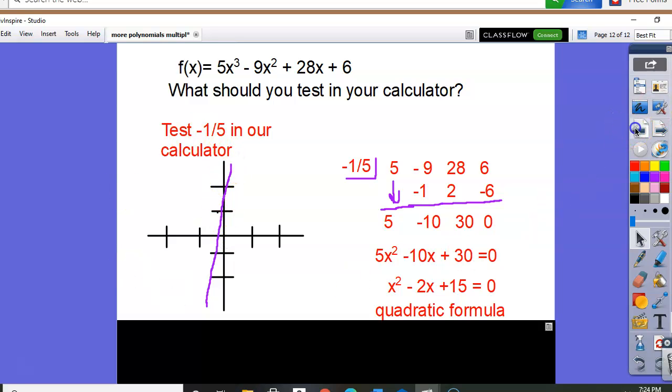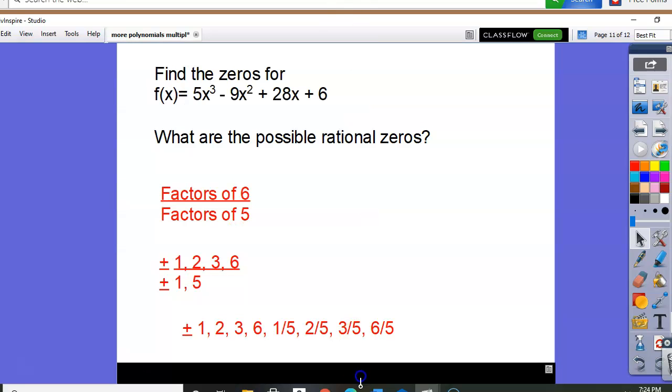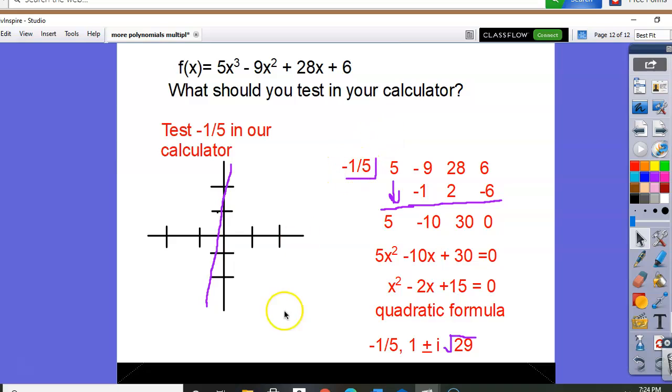So looking back at your options, which one is really close to 0 but negative? So I noticed that 1 over 5, that's really close to 0. So that's what we're going to test in our calculator. You're going to type in negative 1 over 5. Remember, we hit second calc, 0, and then you're going to type in negative 1 over 5, and we should get that y is equal to 0.